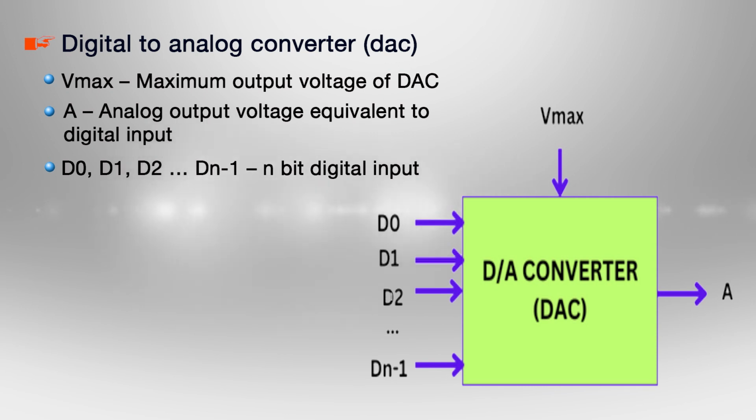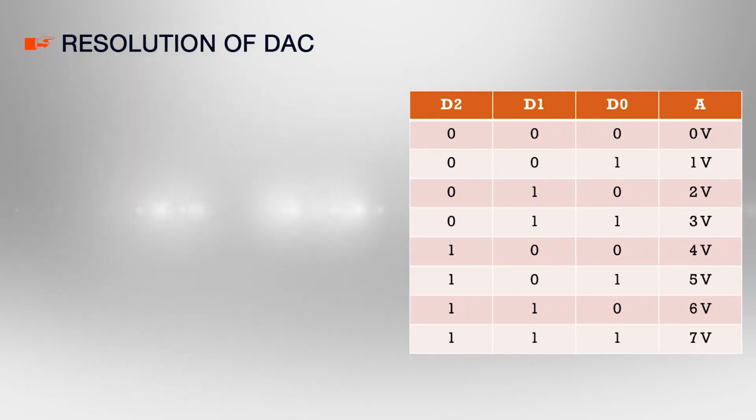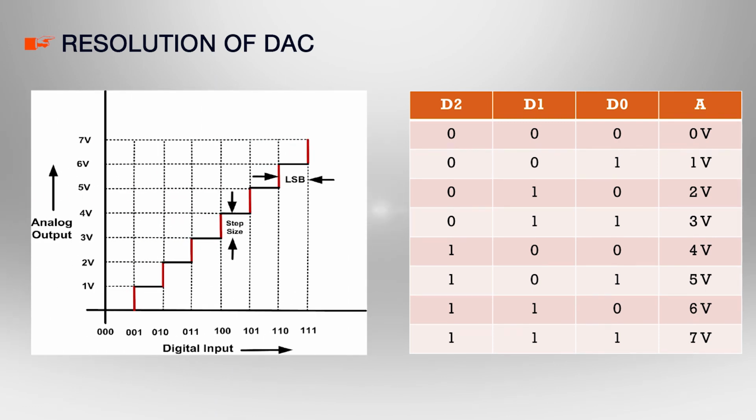A reference voltage V max is applied to the DAC, which determines what will be the maximum output voltage of the DAC. Let us take an example of a 3-bit DAC to which we are applying a reference voltage of 7 volts. The table on the right side shows possible 3-bit digital data combinations as input and corresponding analog voltage outputs. There are a total of 8 possible combinations of 3-bit digital inputs. The graph on the left side shows the input output characteristic of the 3-bit DAC.